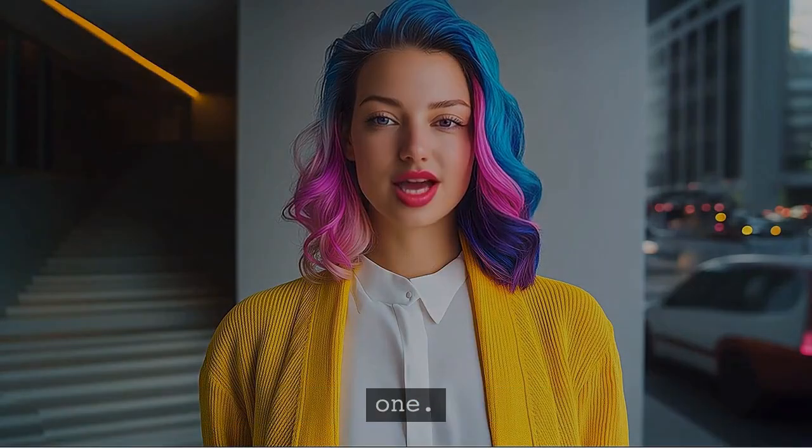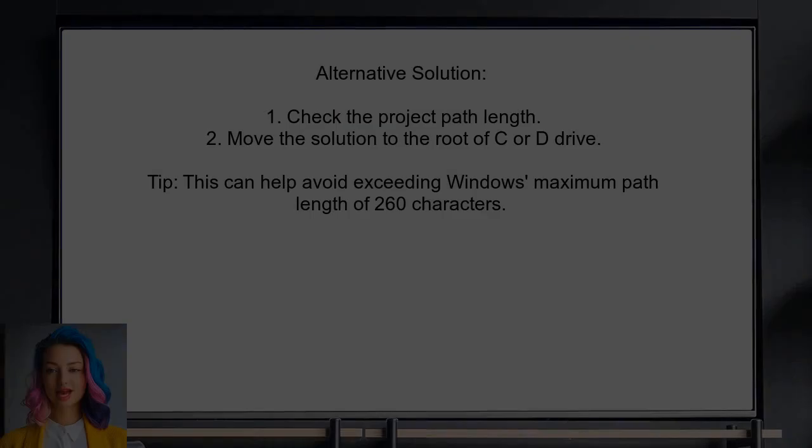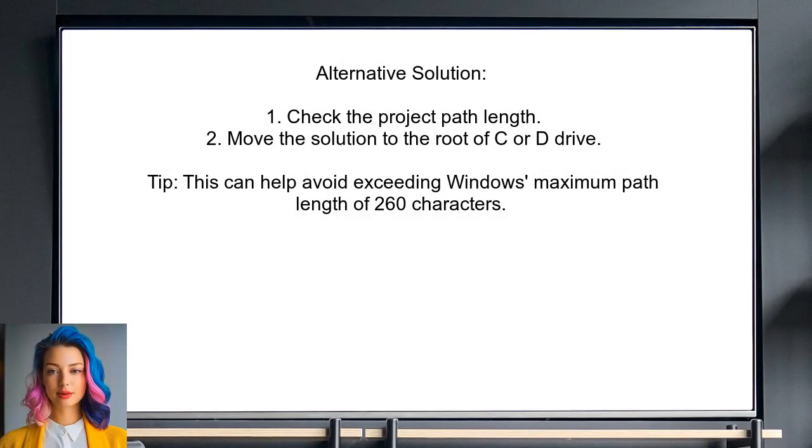Let's explore another one. An alternative solution suggests that the error may be caused by the project being saved in a location with a long path. To resolve this, try moving your solution to the root of your C or D drive.